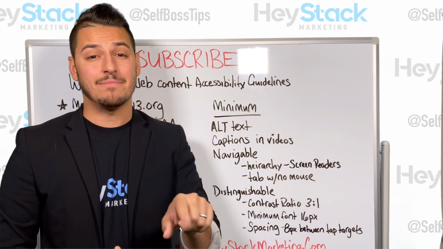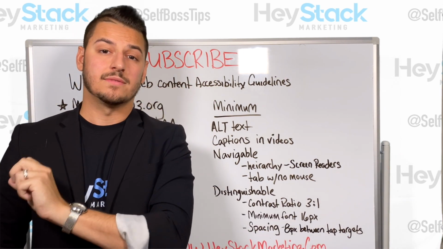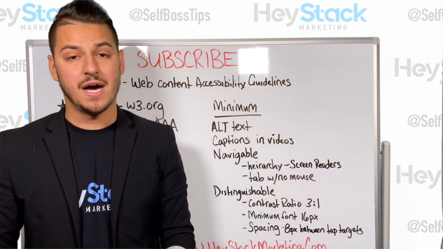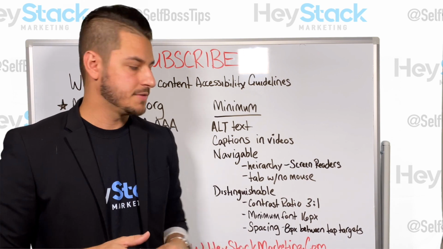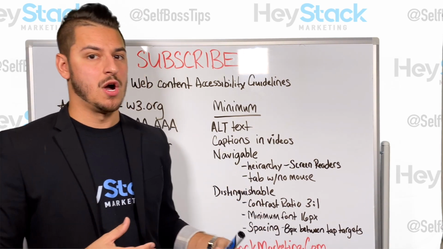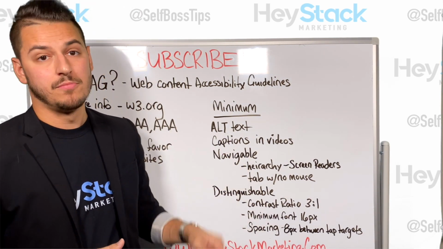You should be able to tab through the navigation items in the menu. You should be able to tab through the buttons. You should be able to use the arrows to scroll up and down on the page. This is another critical component to having a navigable website.